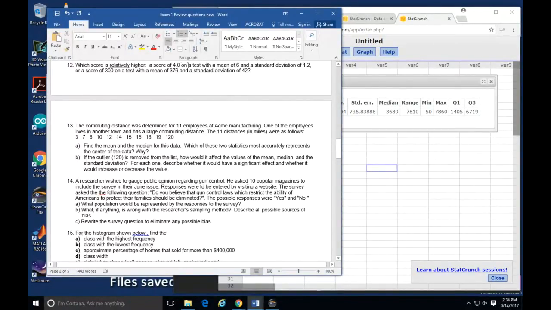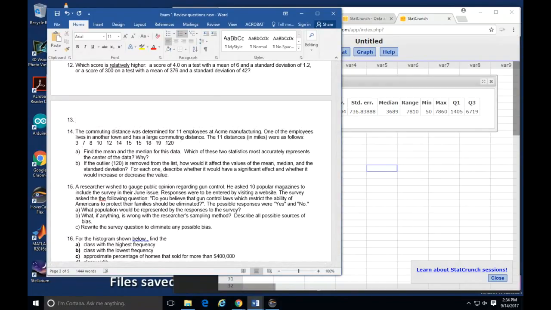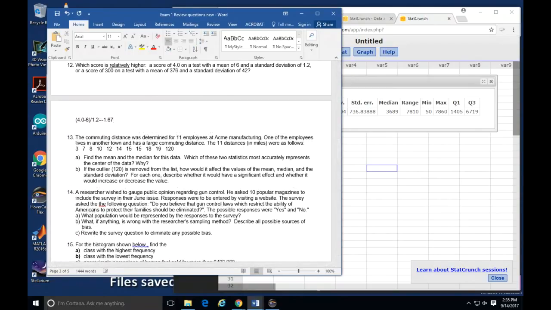So for this first test, this test had a mean of 6 and a standard deviation of 1.2. So for that one, we would take our actual test score, which was the 4, subtract our mean, and then divide by the standard deviation, and that would give us our z-score. Okay, so this is coming out to be negative 1.767 approximately. And that one is negative again because our test score was lower than the mean. So that was for the first one.